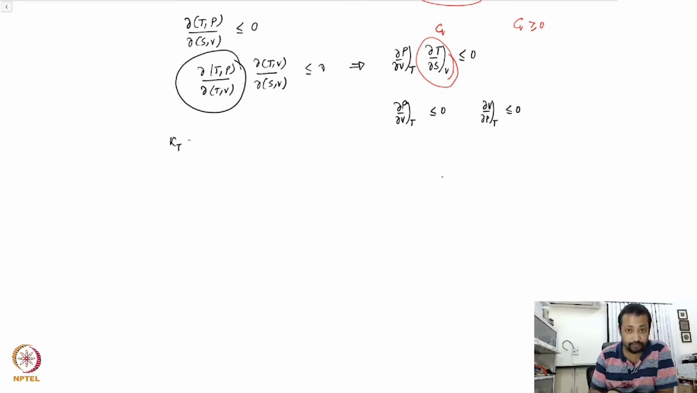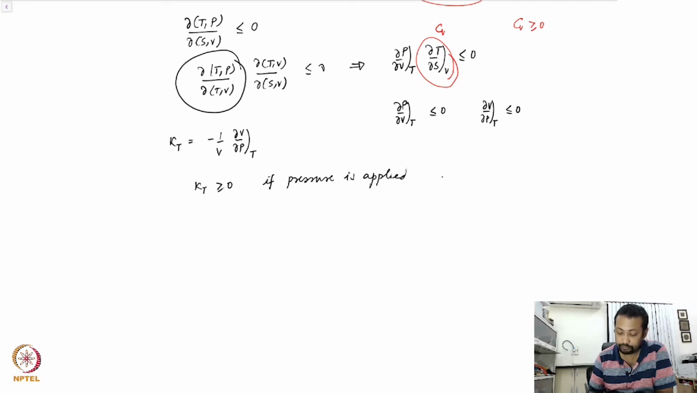The isothermal compressibility, just as we had defined the adiabatic or isentropic compressibility, is defined as minus 1 by V del V del P at constant temperature. And since del V del P at constant temperature is less than 0, this would mean that the isothermal compressibility is also a positive quantity, which means if pressure is applied, volume must decrease.